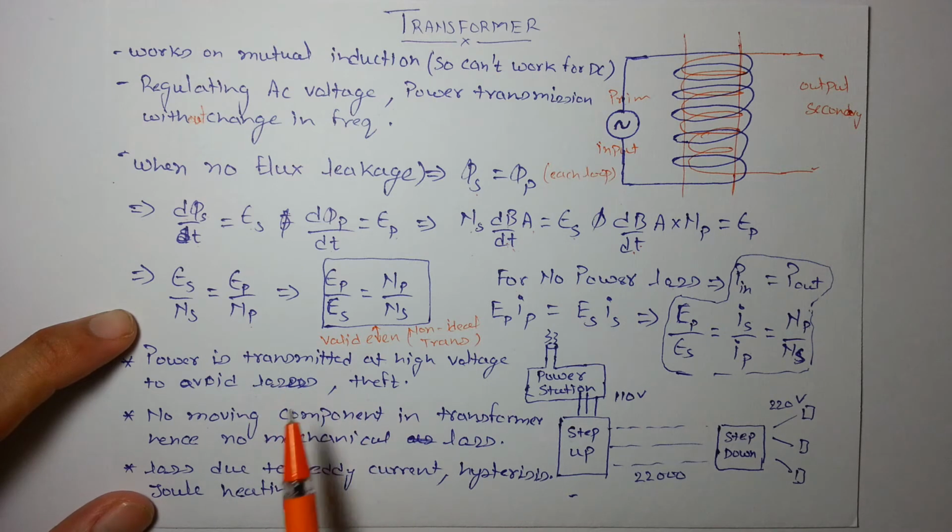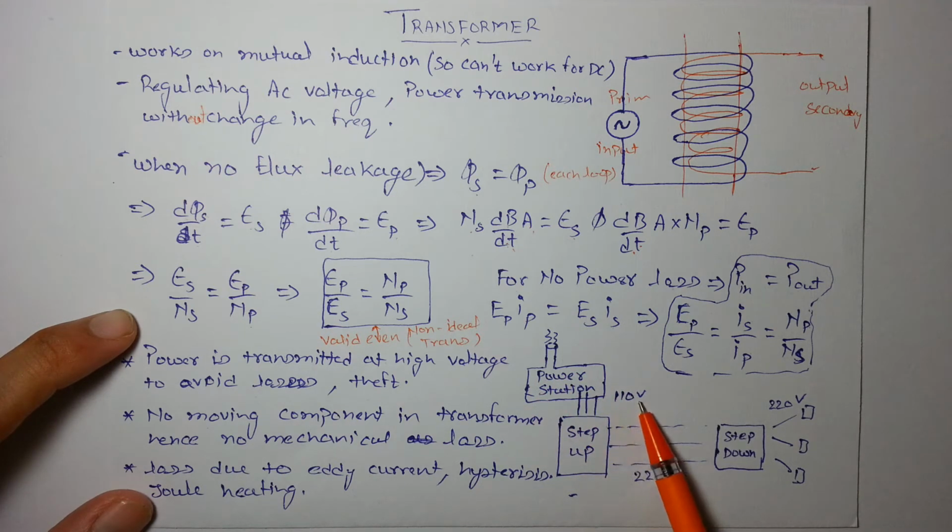I will explain it further with the help of an example. So this is a power station which is generating power at 110 volt. So we have to send it to a very large distance. Sometimes that distance is from one country to another country. So we have to send it at a very high voltage, which is 22,000 volt.